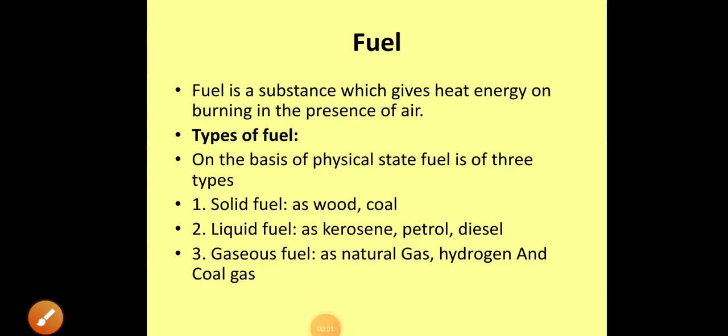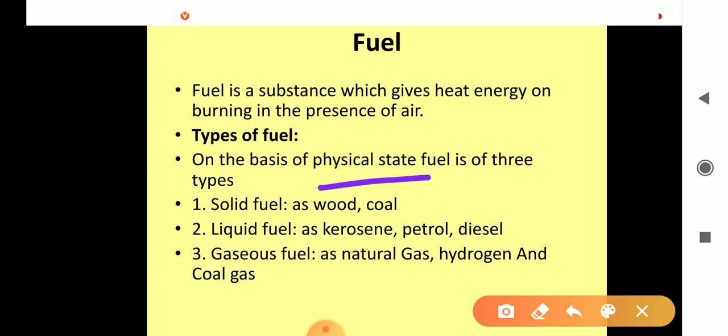Next topic is fuel. Fuel is the substance which gives heat energy on burning in the presence of air. Okay, then types of fuel on the basis of the physical state. Fuels are of three types: solid fuel, liquid fuel, and gaseous fuel. Examples of solid fuel are wood, coal, and cow dung cake.